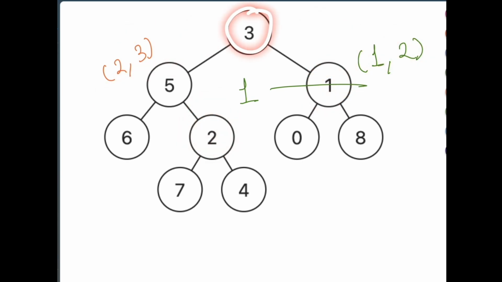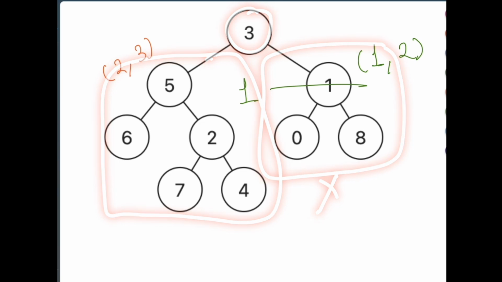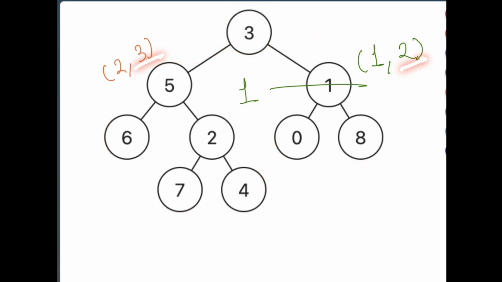So now 3 itself cannot be an answer, because it found that my left hand side and my right hand side both are having different levels. One is level 3, one is level 2. So I myself cannot be the common parent for all the deepest leaf nodes.